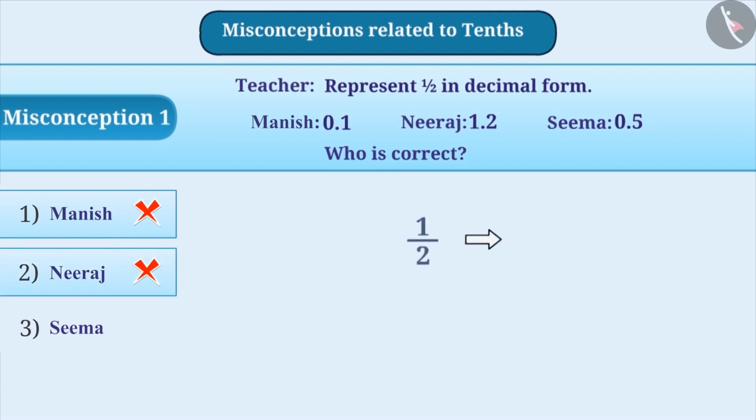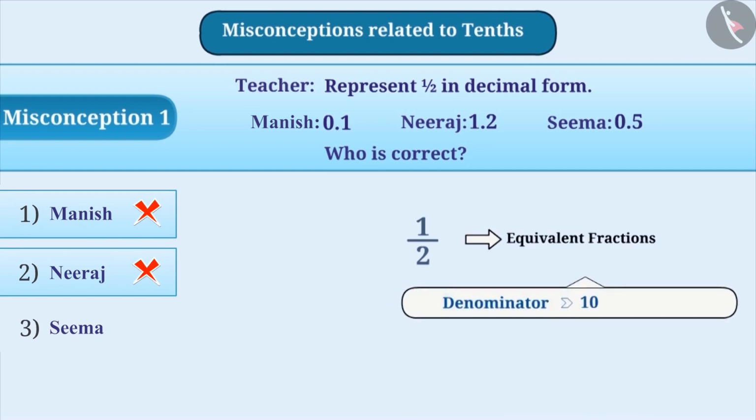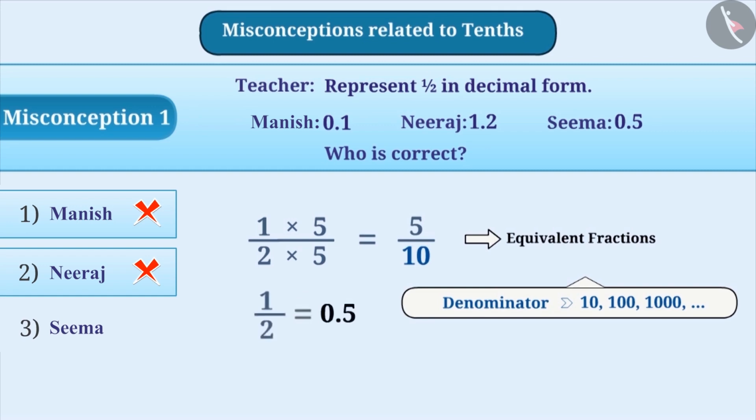The correct understanding is that we need to find the equivalent fraction of 1 by 2 whose denominator is any of the numbers like 10, 100, 1000, etc. Multiplying the numerator 1 and the denominator 2 of 1 by 2 by 5 gives the equivalent fraction 5 by 10. This is represented in decimal form as 0.5. Therefore, 1 by 2 is equal to 0.5. So option 3 is the correct answer.